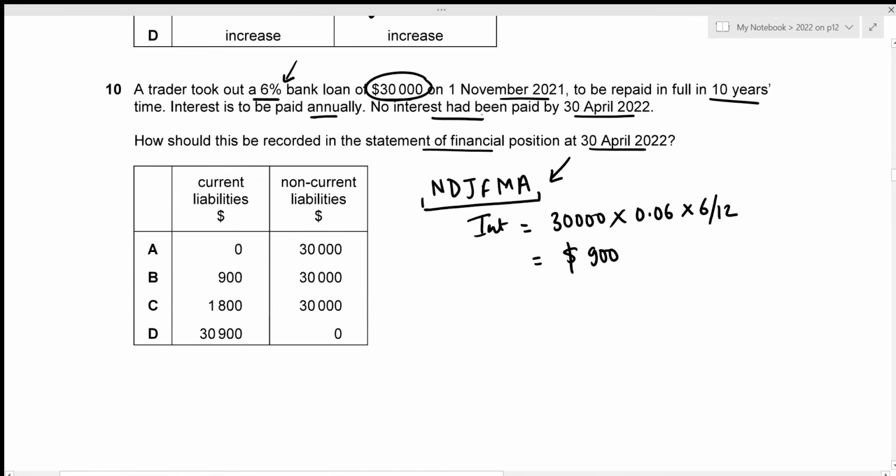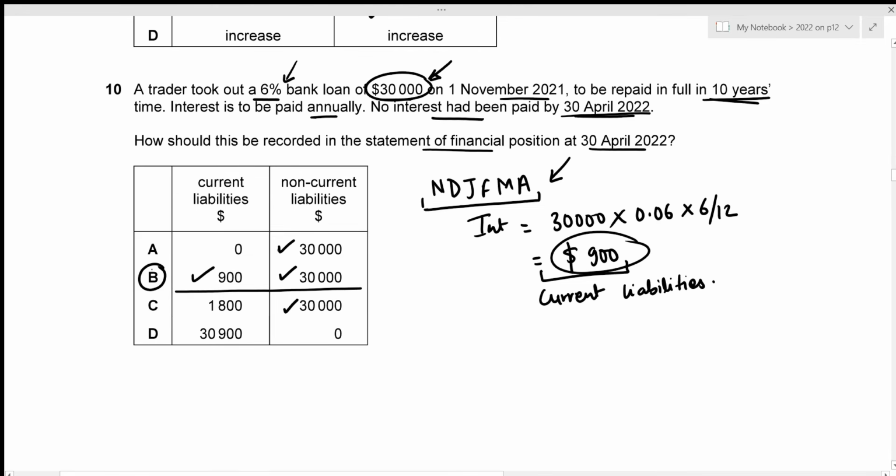And no interest had been paid, which means that these are our payables, and payables are recorded in our current liability. So our current liabilities should have the value of 900, which is given in option B. And then we need to record the loan amount of 30,000 in our non-current liabilities, because it is to be repaid in full in 10 years' time, right? So at the date of 30 April 2022, this loan is still going to be the non-current liability for the trader. And that is given in option A, B, and C. So the correct ones for both current liabilities and non-current liabilities is given in option B. That will be our answer. This concludes question number 10.